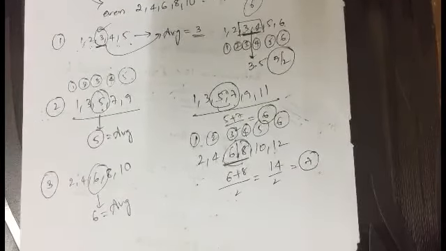So this is how you have to find out the average of consecutive numbers. Just by looking at the numbers, you can say what is the average. It is very easy, right? It is a very time-saving trick. So this is all about the average of consecutive numbers.